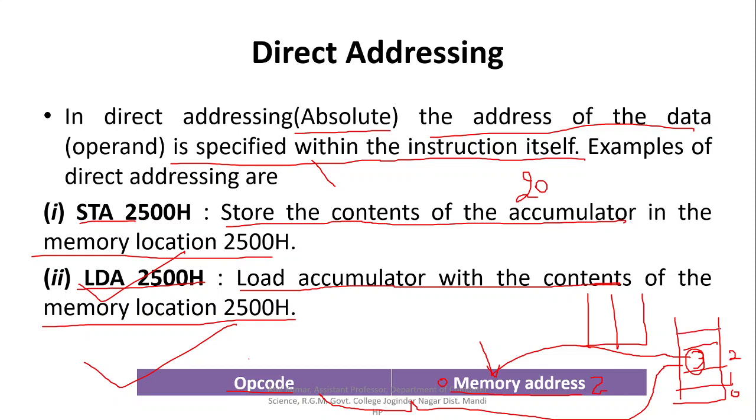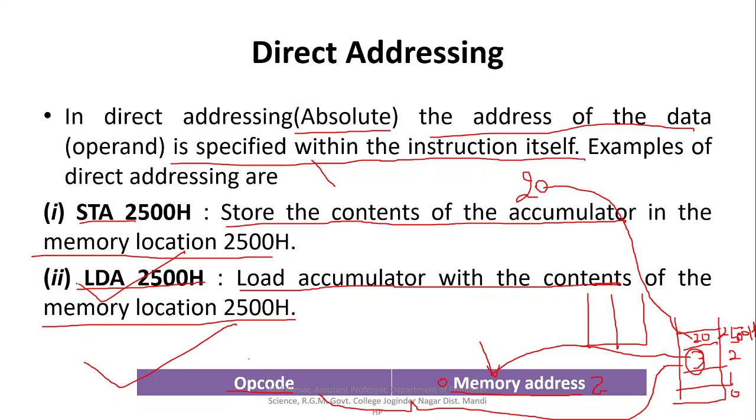Suppose this location is 2500H. So the meaning of the first instruction is store the content of the accumulator in memory location 2500H. Suppose we have 20 in the accumulator, so 20 is stored in this 2500H location, that is the memory address, and 20 is stored here according to the first instruction.